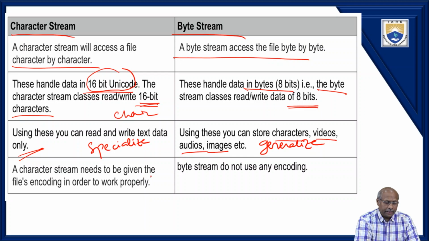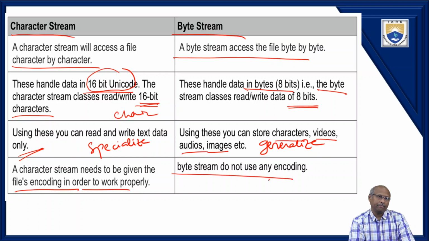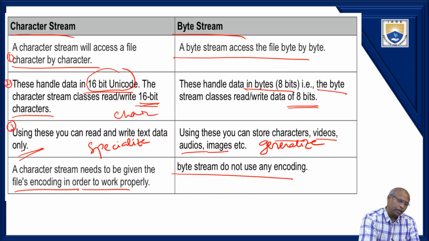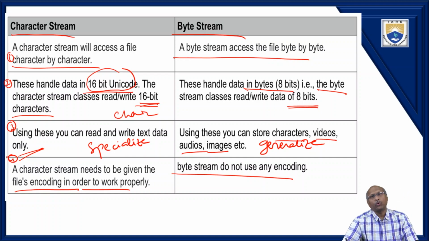A character stream needs to be given a file's encoding standard, in which format you are storing, to work properly. Whereas byte stream does not use any encoding. This is machine independent. So this is the main difference between character stream and byte stream. These are the four important differences you should know. Most of the time, even in the exam, they may ask, what is the difference between character stream and byte stream?